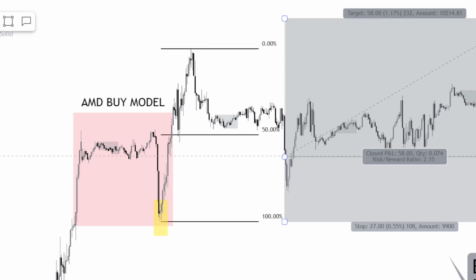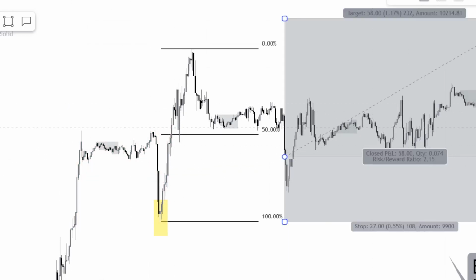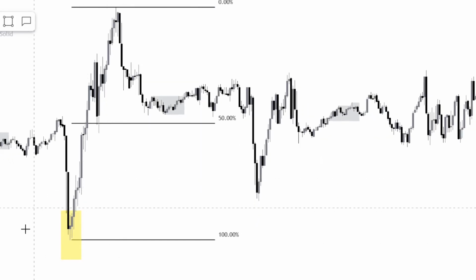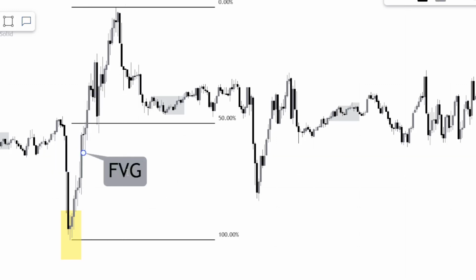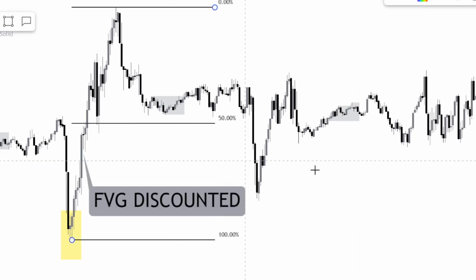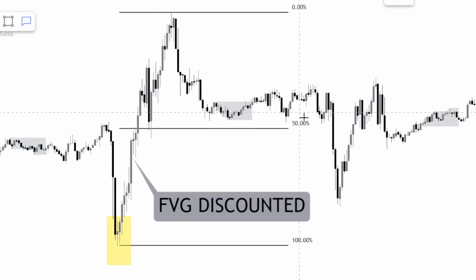So that being said, what else can we depict from this picture? If I get rid of the AMD and I get rid of the buying tool over here, we have our Judah swing, which is in the discount, and we have a discounted fair value gap over here. This fair value gap is discounted. Now, with that being said, when we look at our premium, which is above the 50% level, what are we looking for? This is our premium.